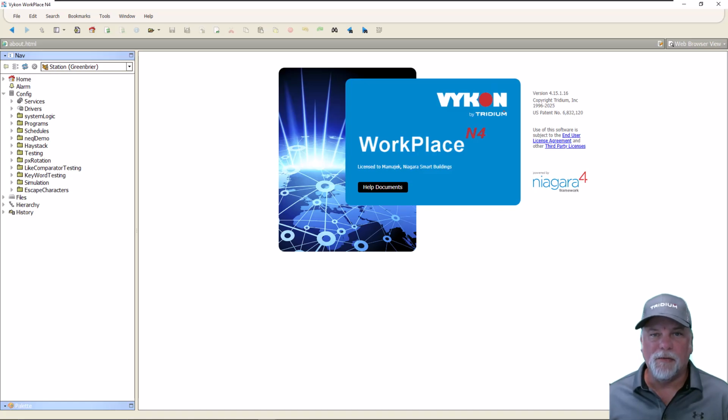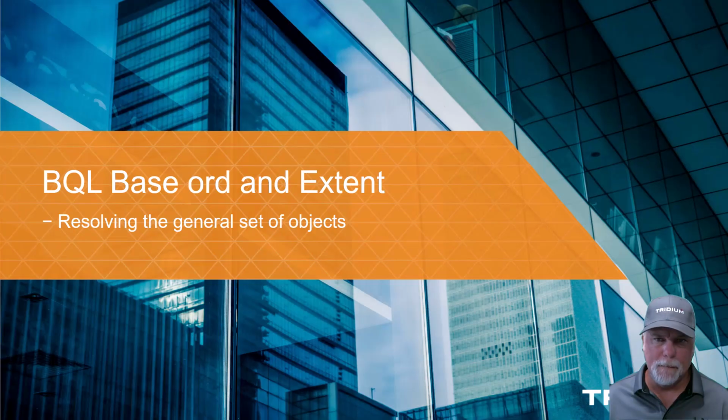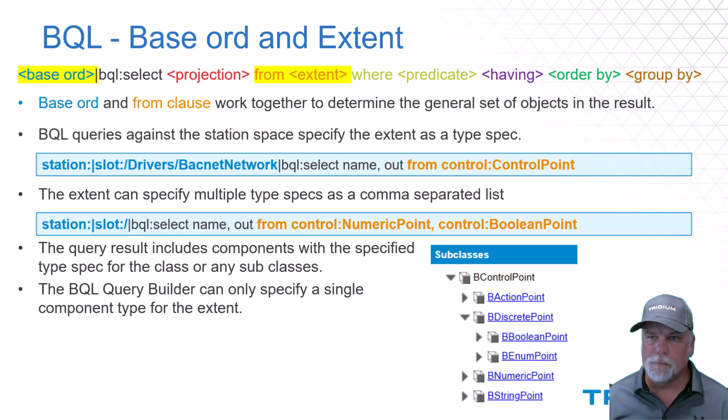In this video, we're going to focus on the actual BQL select statement and dig into parts of that, including the extent, the projection, and the predicate. This might look a little bit intimidating, but this is designed to show the full syntax of a BQL select statement and have it color coded to break down the various portions of the select statement, the clauses, and we're going to go through and talk about each of these.